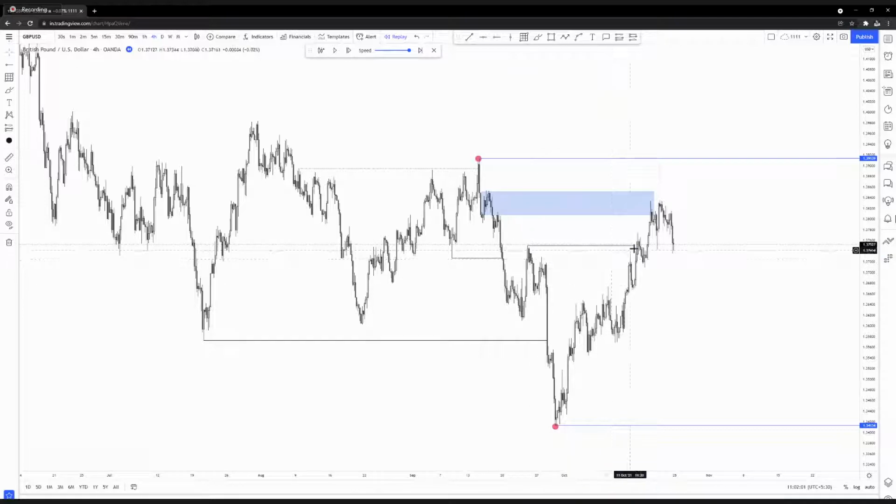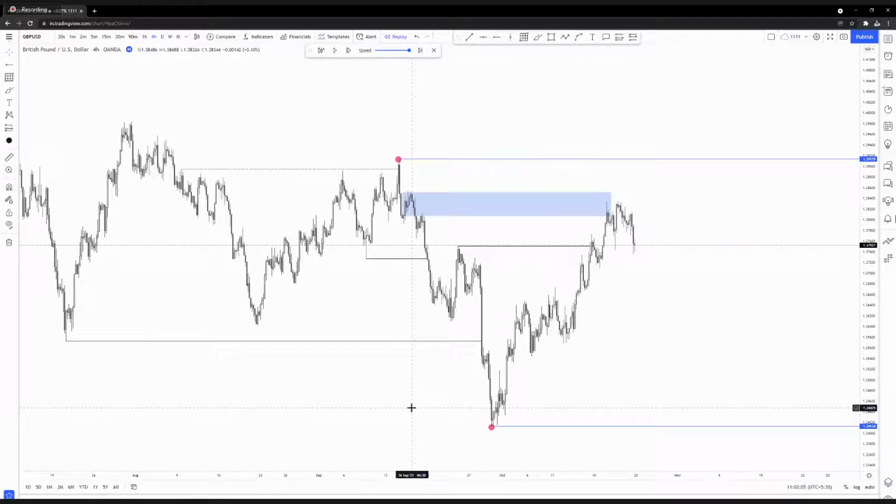Okay, like this. All right, so we have all of these areas marked. Now what do I want to see on the daily? What am I going to do on the daily? Yeah, this is the 4 hour. What am I going to do on the 4 hour?